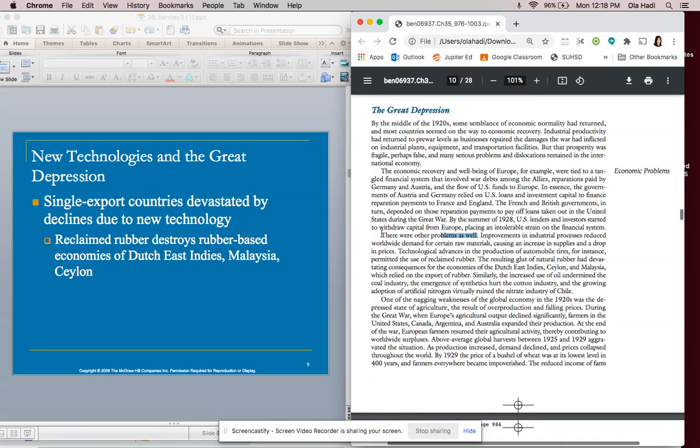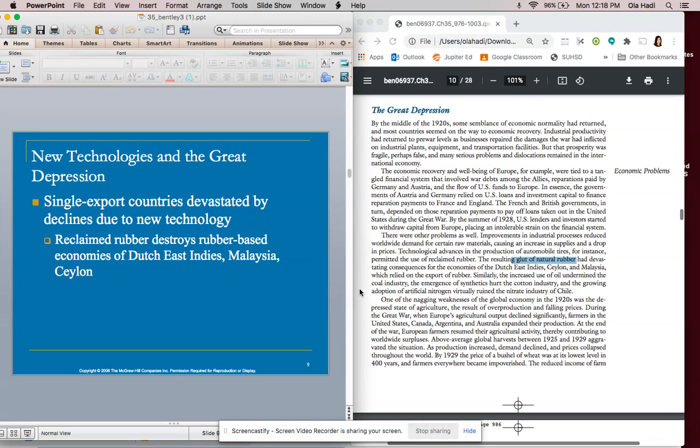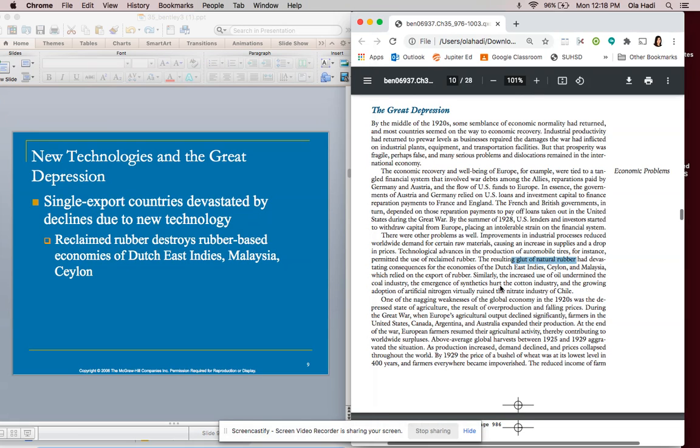One of the things that is described in your book are new technologies that reduce the demand for raw materials. So for example, you don't need as much raw rubber if you're able to reclaim rubber. So you end up having way more rubber than you need, and that's going to lead to a decreased demand for rubber. We see this happening in other kinds of industries, like it tells you about the synthetics industry hurting the cotton industry, the increased use of oil undermining the coal industry, the adoption of artificial nitrogen weakening demand for nitrates.